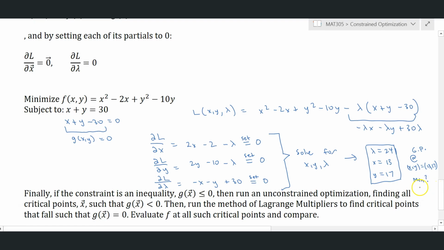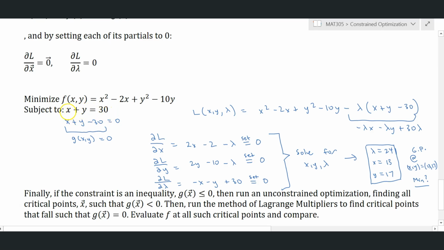Right now I'm going to put that question mark. Is this a minimum? I mean, hopefully we didn't find a maximum, because just because we wanted to minimize something doesn't mean we did. We just found a critical point. Now, the way that you could verify this is by picking points that are very, very close to 13 and 17 that fall along x plus y equals 30.